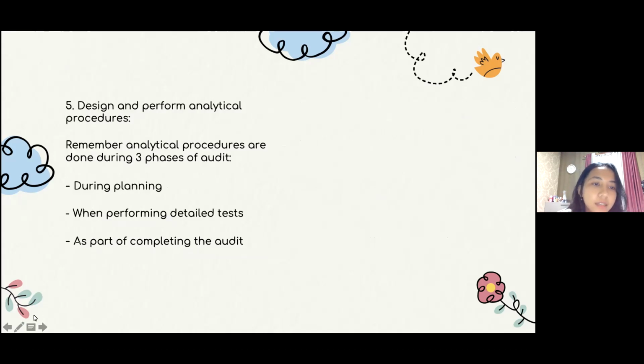And then the fifth step is design and perform analytical procedures. Remember, analytical procedures are done during 3 phases of the audit. The first one is during planning, and then when performing detailed tests, and then the last one is as part of completing the audit.